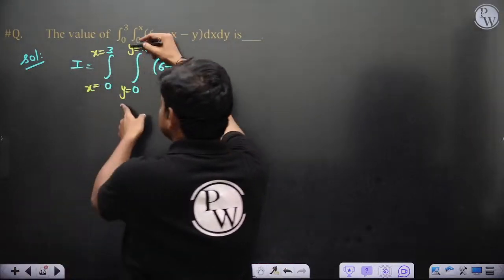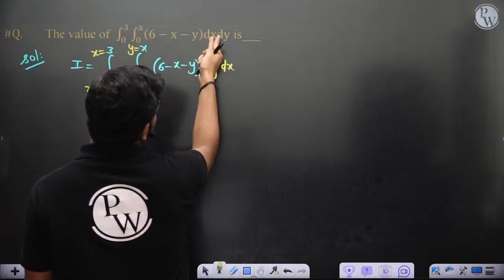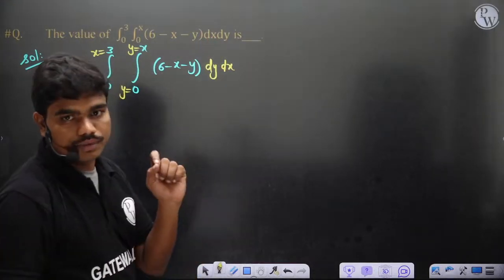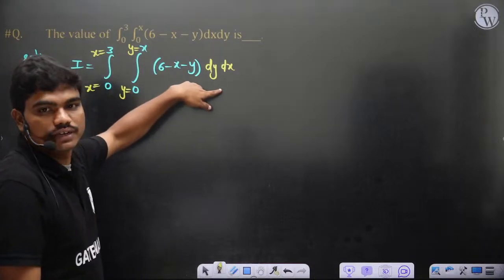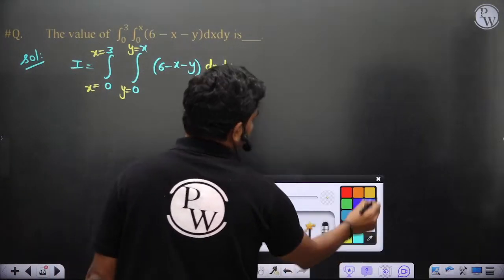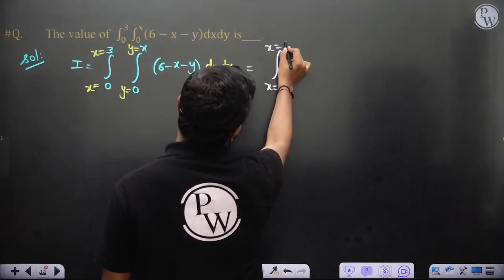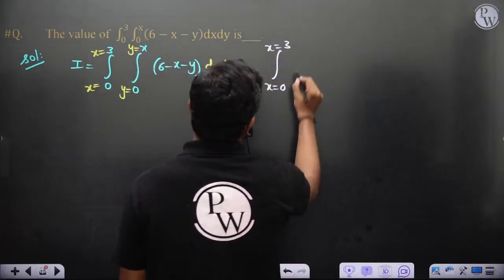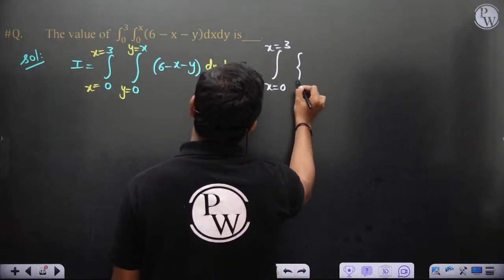If this is y, the first variable of integration is y. As I told you, sometimes they change this to confuse you, but you should apply it very thoroughly. When these limits are y limits, ultimately the first variable of integration should be y. So let's see, if you integrate this, integral x is equal to 0 to x is equal to 3, integral y, let's integrate directly with respect to y.